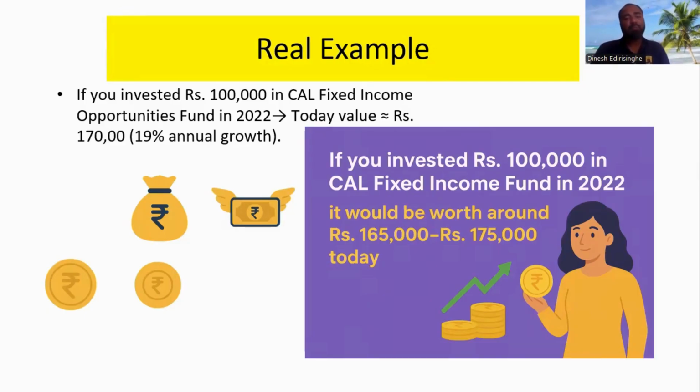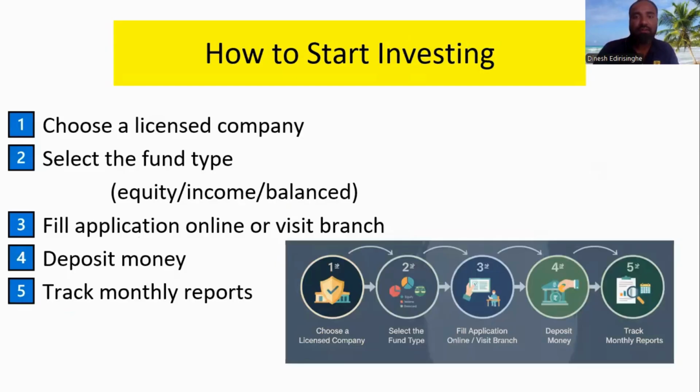Let's look at a real example. If you invested 100,000 in the CAL Fixed Income Opportunities Fund, that means the Capital Alliance Fixed Income Opportunities Fund, in 2022, today the value will be 170,000. Average 19% annual growth. That's a real example, the actual scenario, not an imaginary one. If you invested 100,000 in 2022, today the value is 170,000 after 3 years. If you invest 1 million, your return will be 170,000 per 100,000, like that. Let's go to the next slide.